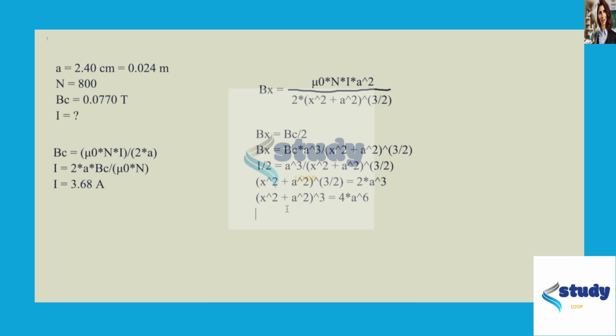So I won't show the exact calculations, but when you plug this in and solve, you should get that x is equal to 0.0184 meters.